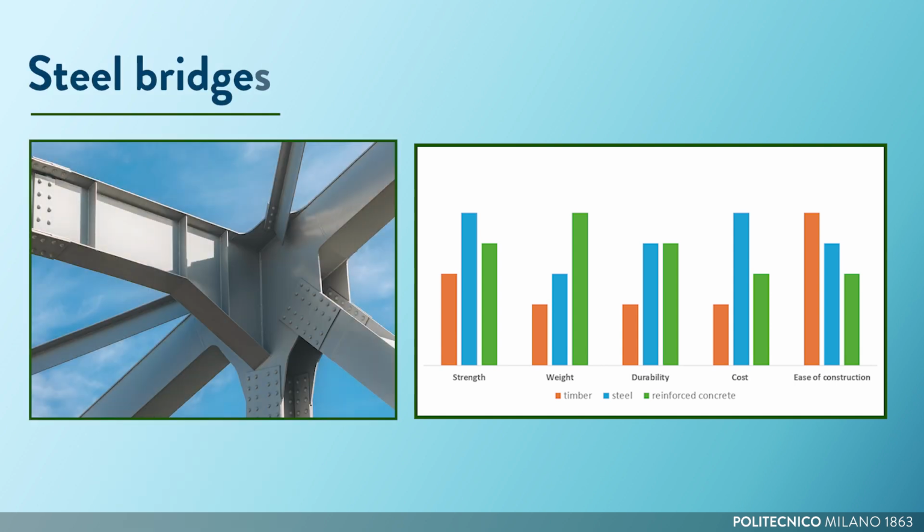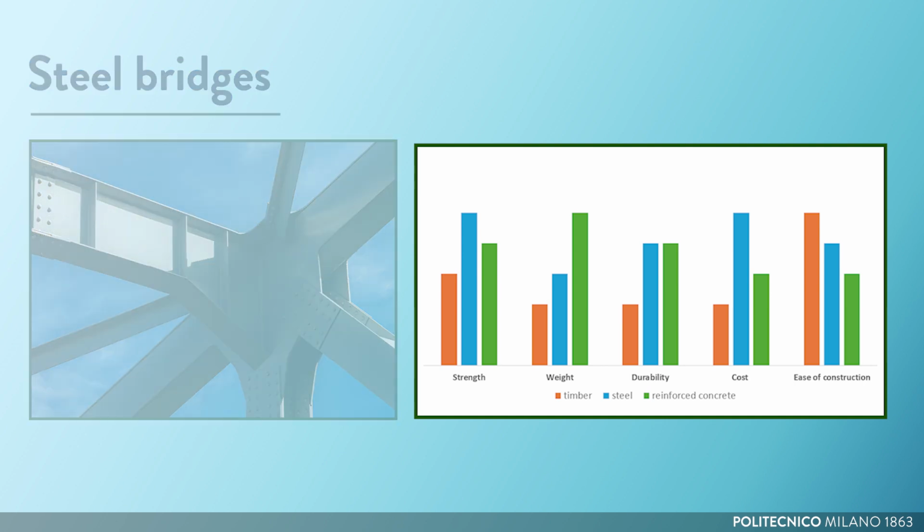Steel bridges offer a more durable option compared to timber. Prefabricated steel components can reduce on-site labor and construction time. Steel generally offers high resistance but requires skilled labor for welding and assembly, which may not always be available in remote areas. Maintenance is also a key issue, as steel bridges need regular inspections and coatings to prevent corrosion.